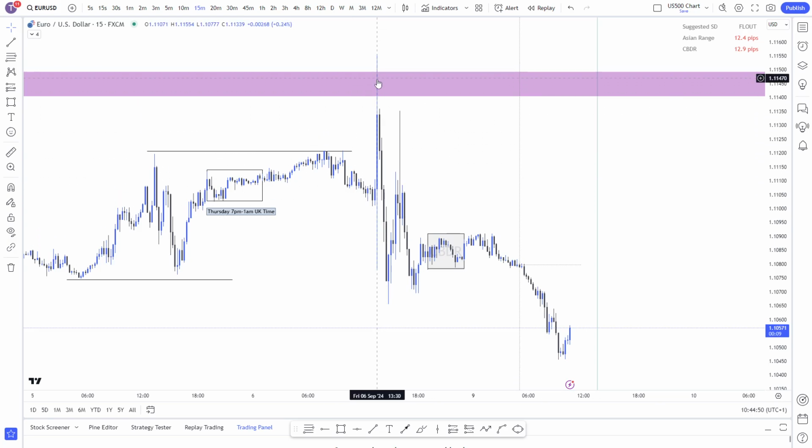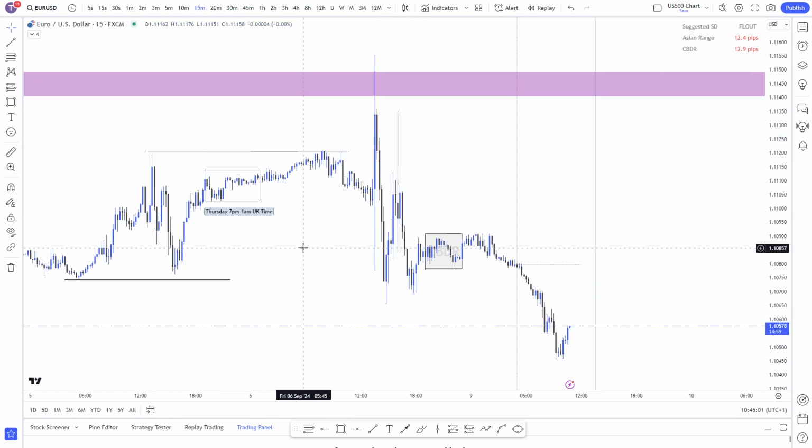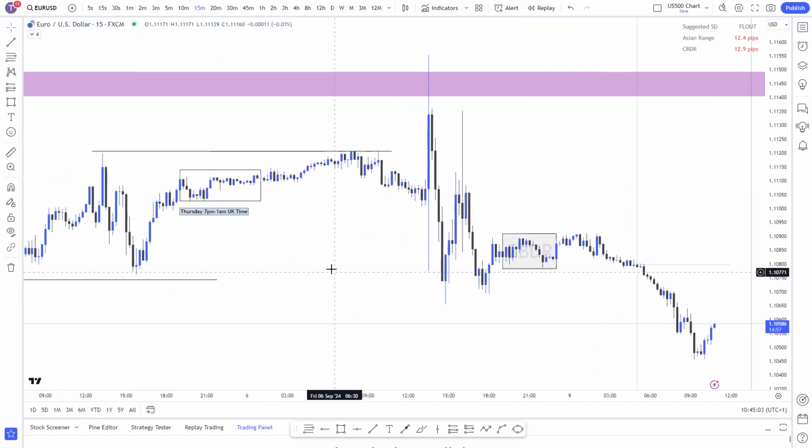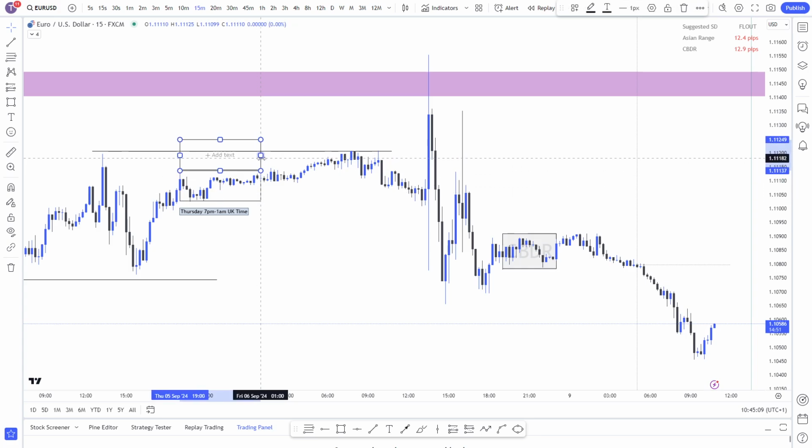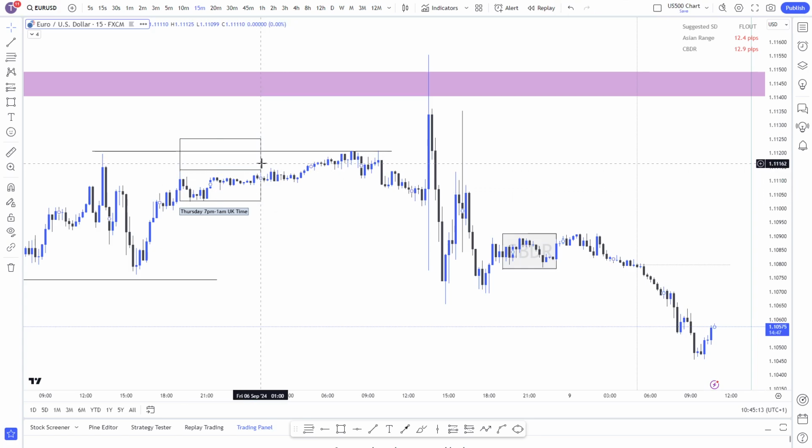So we know price went into this daily sell side imbalance. We know price sold off. How can we utilize the central bank dealers range as an extra piece of confluence that we could find something within this area? Well, now we're going to measure our standard deviation range and we're going to see exactly what happens. So all I'm doing is I'm dragging the box down, I'm pushing it up again.